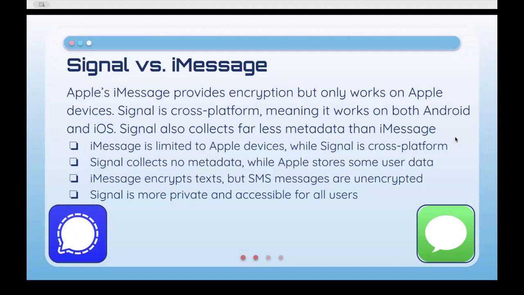Signal collects no metadata whatsoever, while Apple stores some user data, not as much as WhatsApp or Telegram. iMessage encrypts text, but SMS messages are unencrypted, which is important to know for certain situations. And Signal is more private and accessible for all users, especially with this ability for cross-platform texting.